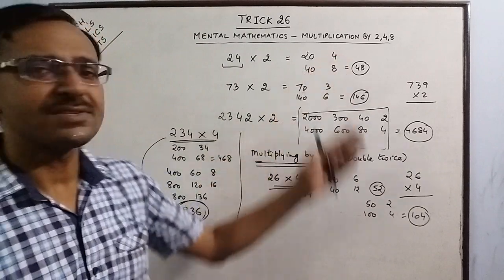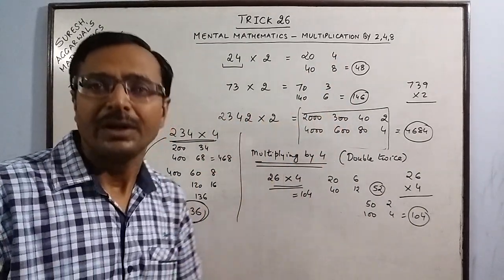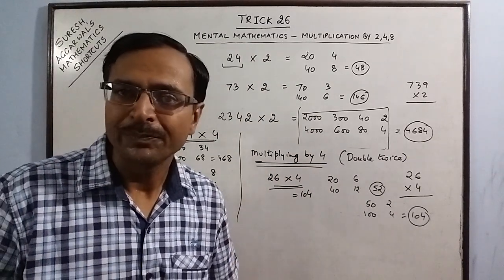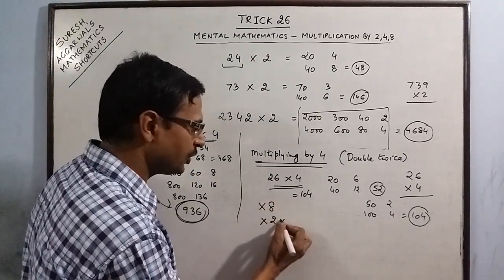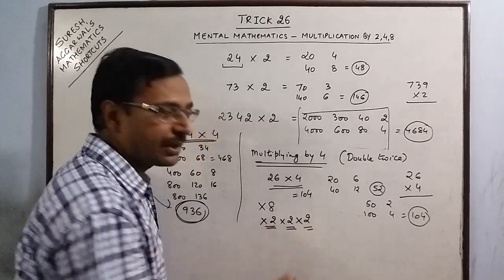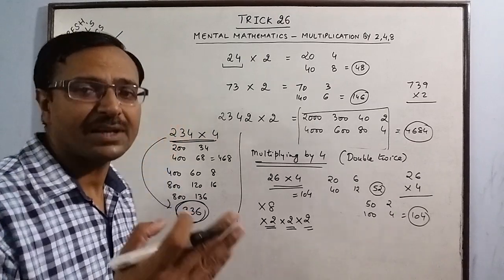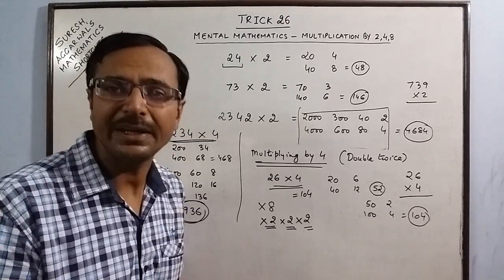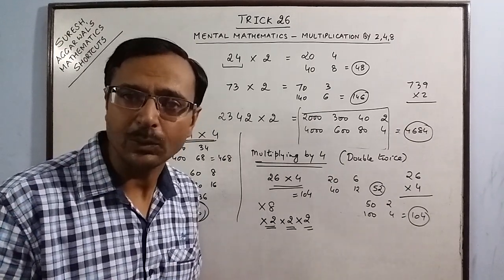You can generalize this result of multiplication by 2 and multiplication by 4 to multiplication by 8 also, where multiply by 8 becomes multiply by 2 into 2 into 2. That means you have to double the number 3 times. So in competitive exams, when there is a calculation involving multiplication by 8, you don't actually have to use your pen and paper to carry out that calculation.